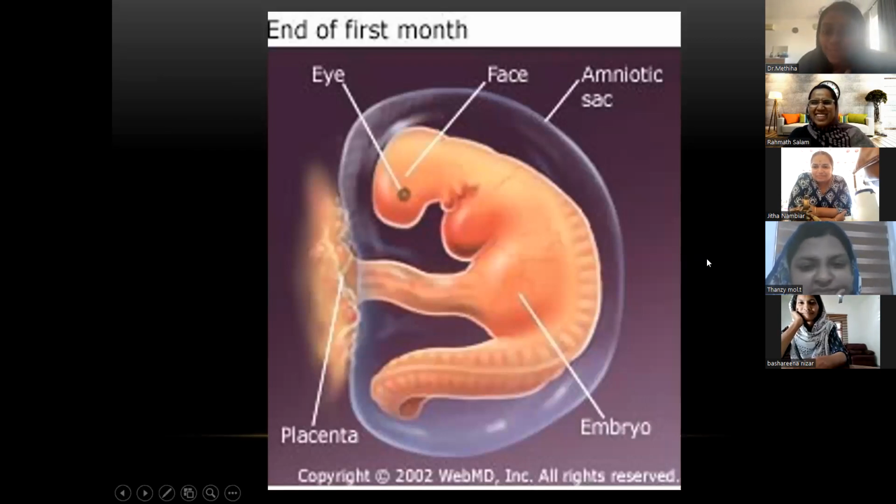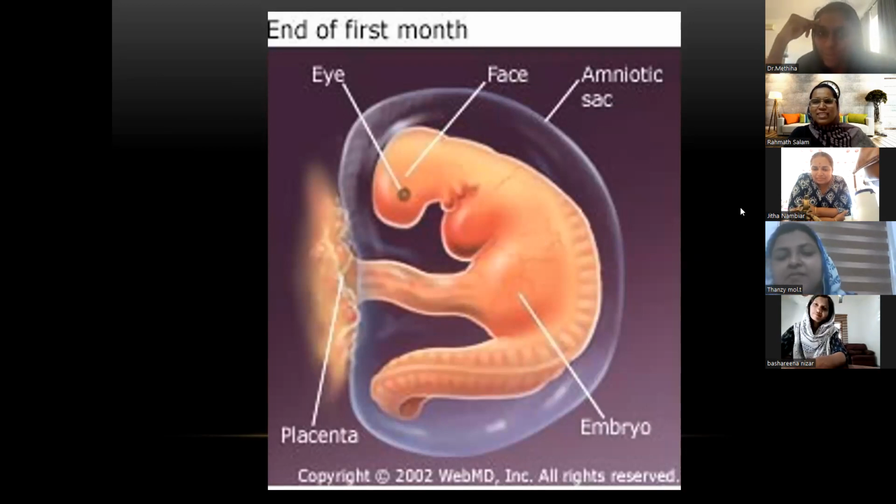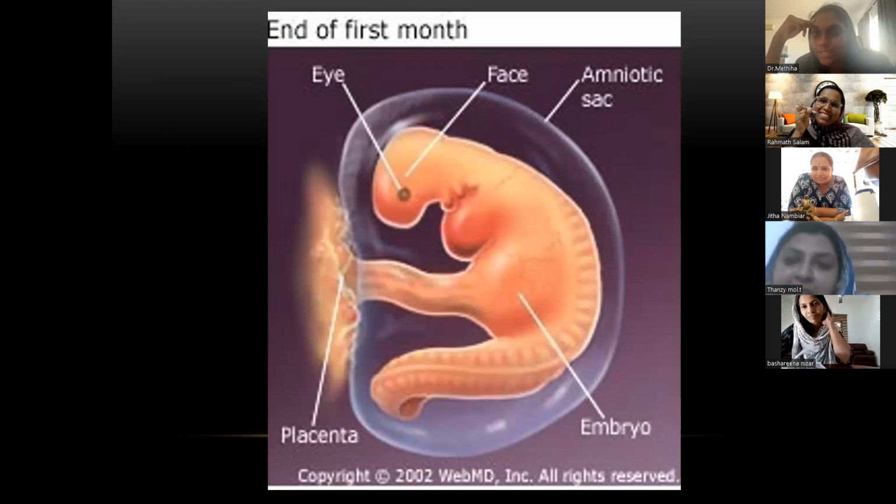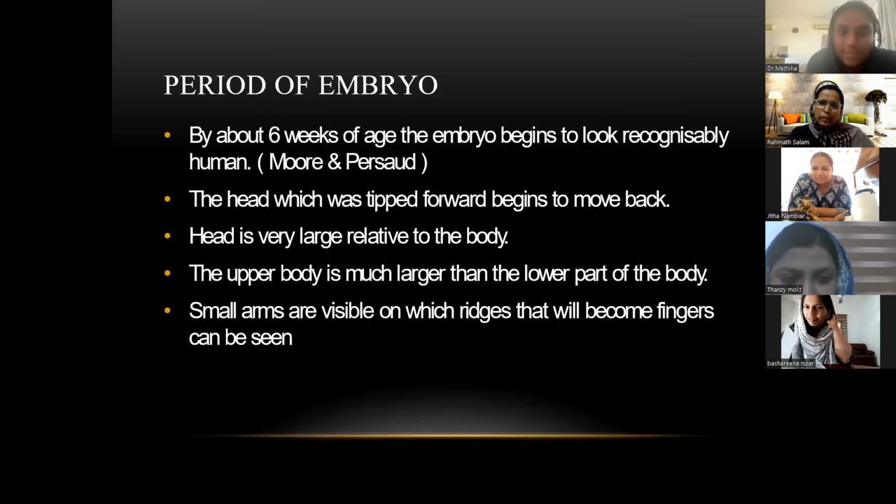Yes, the first month is this one, but it is very tiny. It's like the macroscopic view. It's bean size, very small, about a quarter inch. You can see the amniotic sac, as told earlier, the outer part, the embryo, and you can see the placenta.